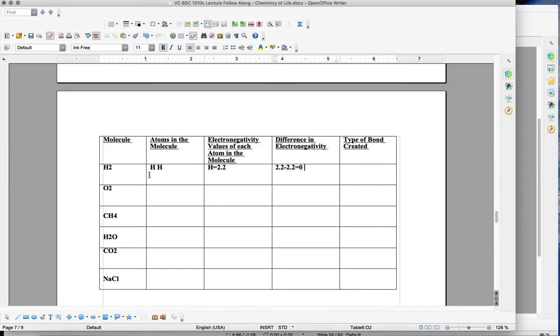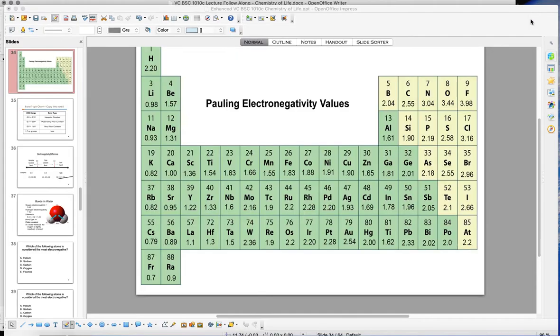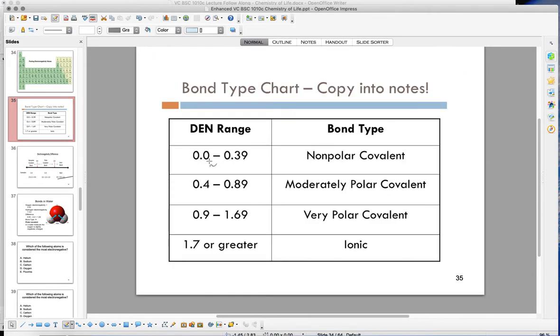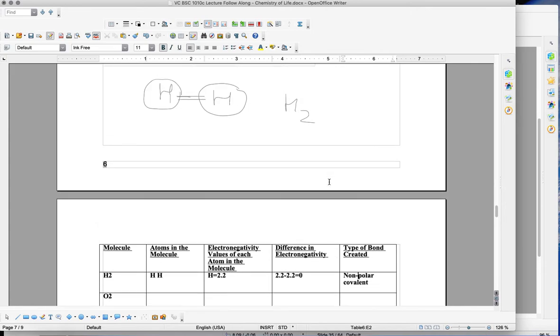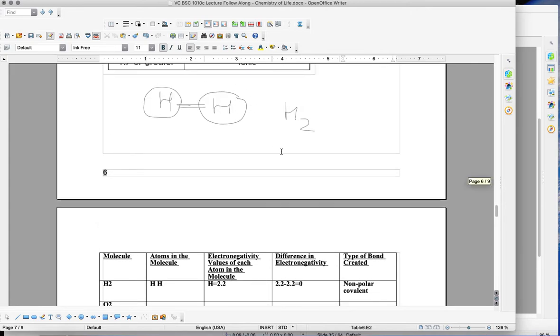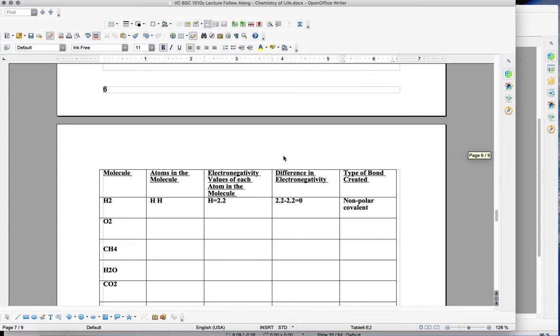See how we did that? Because this is 2.2 and this is 2.2, so 2.2 minus 2.2 is 0. So now if we look back at the bond chart, if we're at 0 to 0.39, we're non-polar covalent. So now we are non-polar covalent. This is a complete equal sharing, and we'll look over what non-polar means in a minute, but that was an equal sharing I showed you like this, right? Versus the ionic bond, you'll see how we generate in a minute.